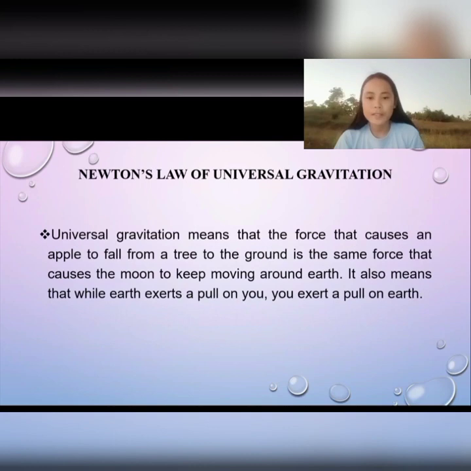Universal gravitation means that the force that causes an apple to fall from a tree to the ground is the same force that causes the moon to keep moving around Earth. It also means that while Earth exerts a pull on you, you exert a pull on Earth. In fact, there is gravity between you and every mass around you, your desk, your pen, your book, and even the tiny molecules of gas are attracted to one another by the force of gravity.